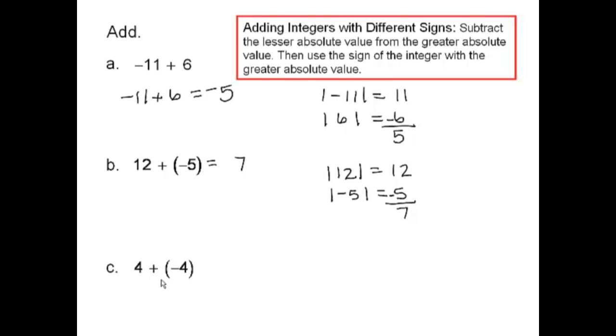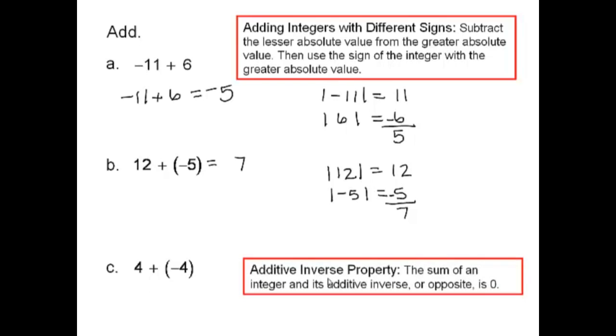We have 4 plus negative 4. Now notice one's positive, one's negative, but we have both of them as 4. This is a special case. We can use the additive inverse property. This says that the sum of an integer and its additive inverse or opposite is 0.